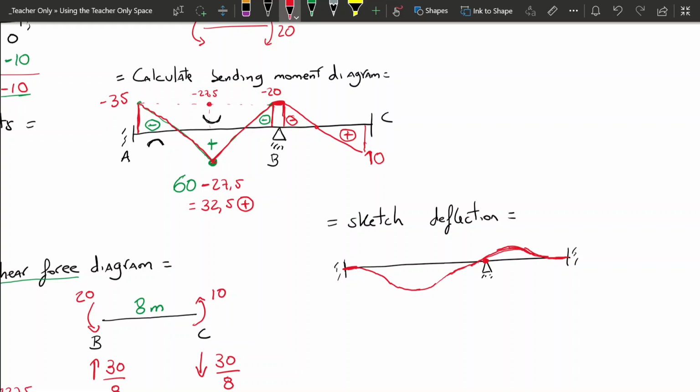This deflection, with a little bit of practice, you can draw it straight away and sketch it just like this. You don't need to know the values of the displacements, but it's important to know that this structure will have to deform like what this drawing is telling us.